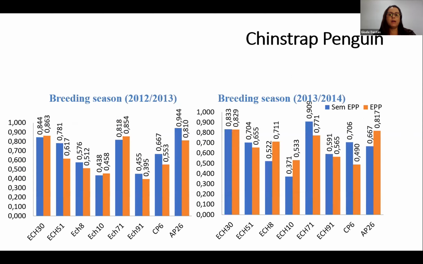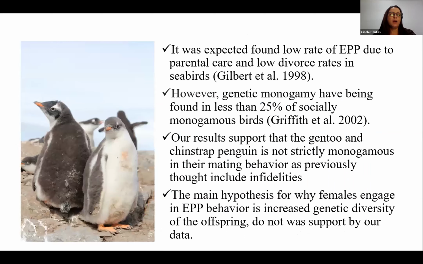In the same way, when comparing the two breeding seasons, we don't find a significant difference in genetic diversity between the nests with extra-pair paternity and without. What we expected was to find low rates of extra-pair paternity due to parental care and low divorce rates in seabirds. However, genetic monogamy has been found in less than 25% of socially monogamous birds.